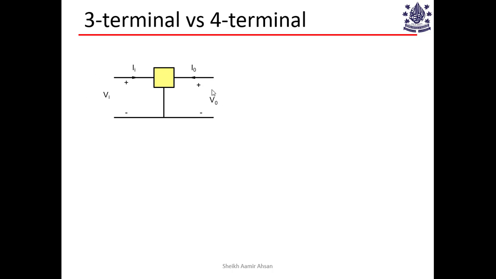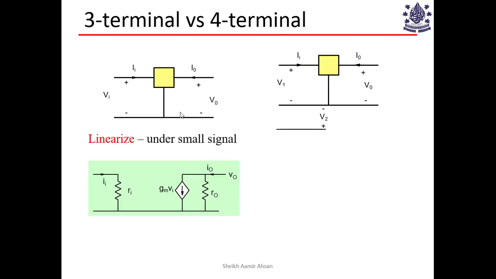Let me repeat it again. By a unilateral network, what I mean is that this I naught, the output current, is a function of both the input voltage as well as the output voltage. But the input current is not a function of the output voltage. It is only a function of the input voltage. And for such a scenario, if we linearize this kind of a network, what do I mean by linearize? I think it will become clear in the next few slides.